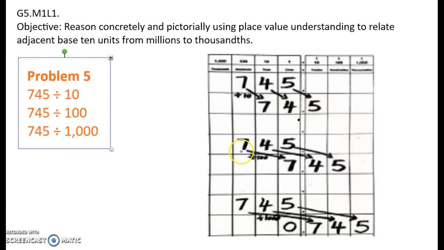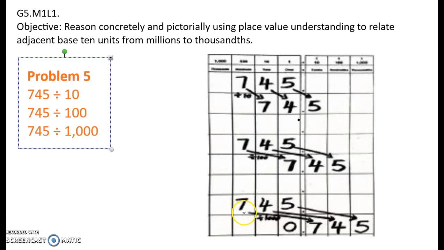Now dividing by 100. 7 hundreds divided by 100 equals 7 ones. 4 tens divided by 100 equals 4 tenths. That means it would take 100 tenths to equal 4 tenths. And then finally, 5 ones divided by 100 equals 5 hundredths.